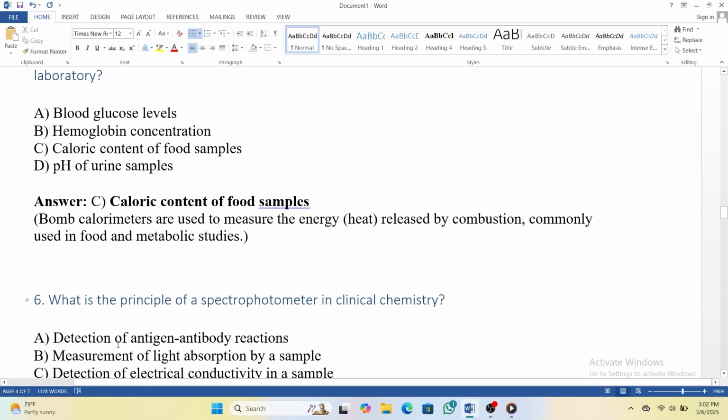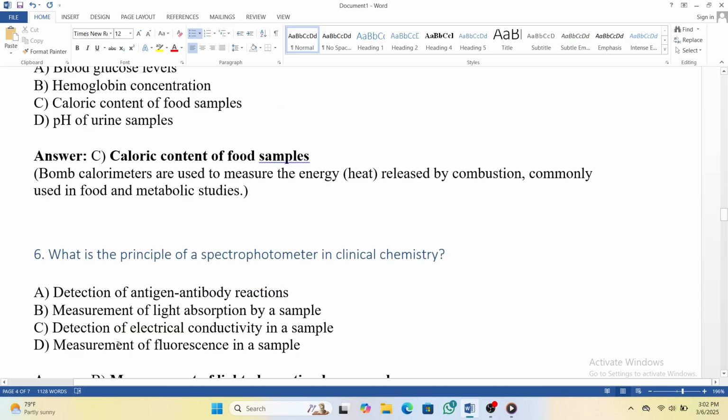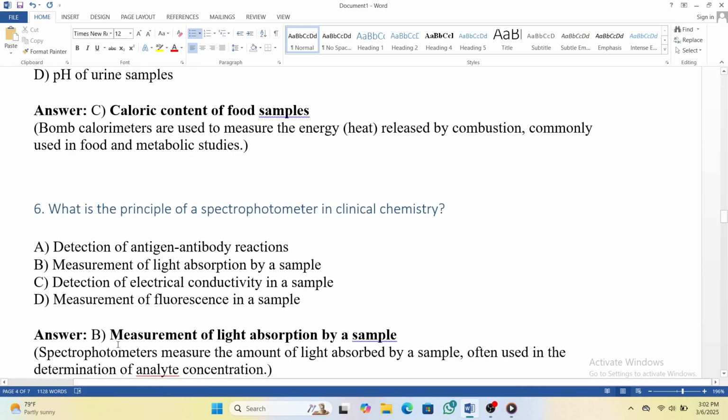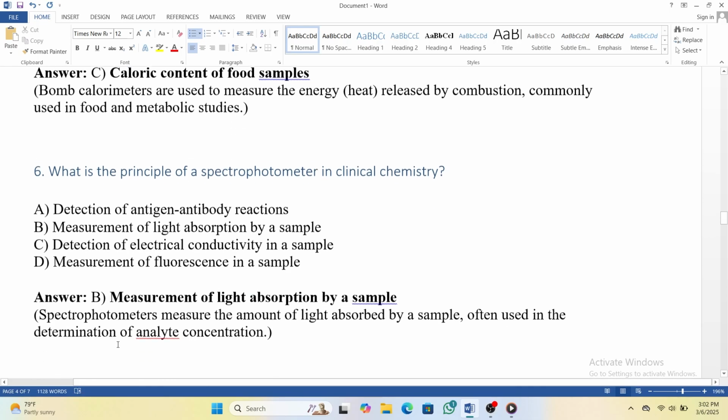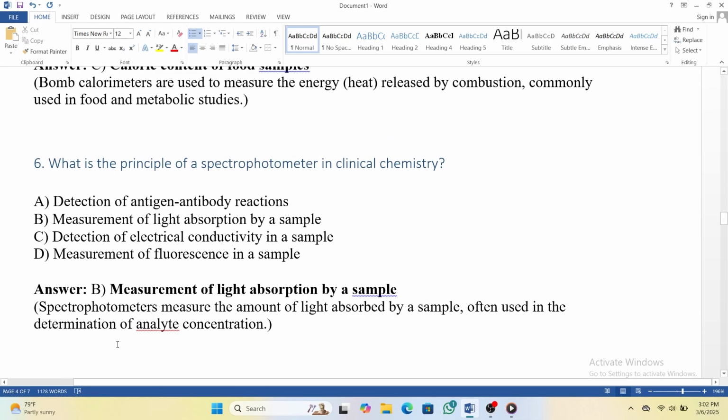6. What is the principle of a spectrophotometer in clinical chemistry? A. Detection of antigen-antibody reactions. B. Measurement of light absorption by a sample. C. Detection of electrical conductivity in a sample. D. Measurement of fluorescence in a sample. Answer: B. Measurement of light absorption by a sample. Spectrophotometers measure the amount of light absorbed by a sample, often used in the determination of analyte concentration.